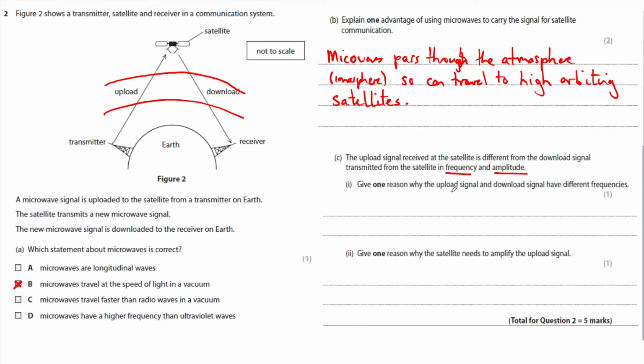Give one reason why the upload signal and download signal have different frequencies. That is to stop interference. Secondly, give one reason why the satellite needs to be amplifying the uploaded signal. Well, the key one is because the signal is weak.